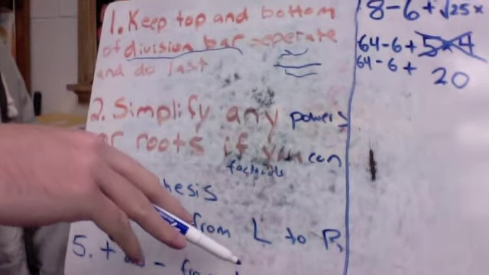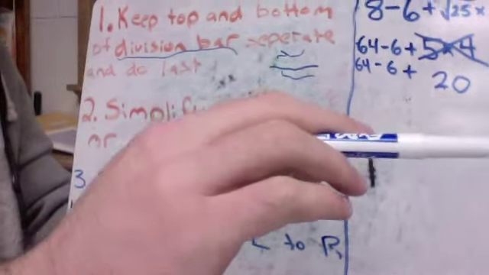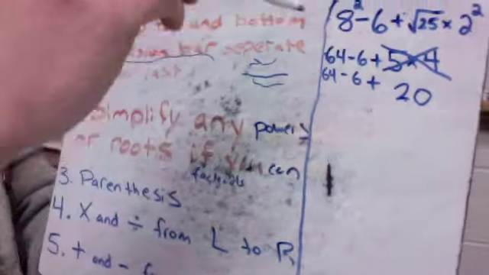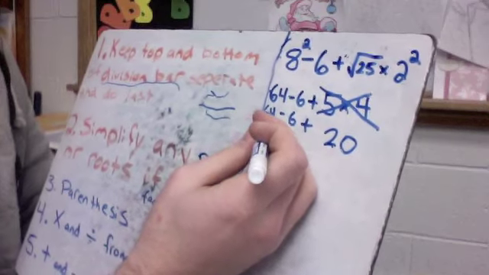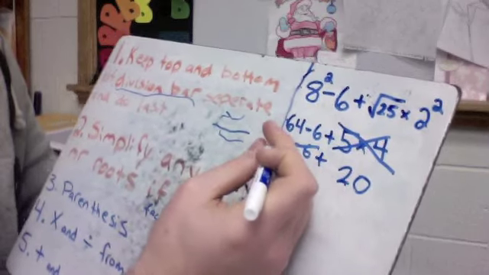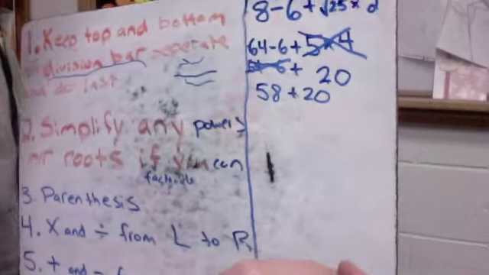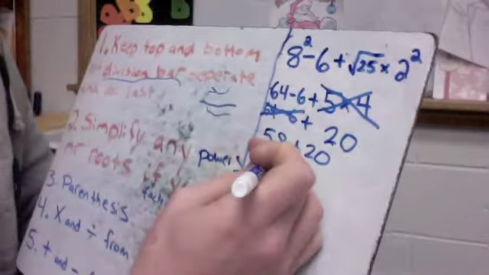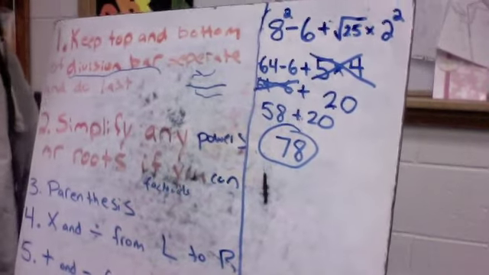Plus and minus from left to right. Okay. If all we have left is pluses and minuses, we're just going left to right, like you'd read a book. 64 minus 6. 64 minus 6 is going to be 58. Okay. I use the 64 minus 6. I'll get rid of it. Bring down the plus. Bring down the 20. Now we just have one thing left to do. 58 plus 20. That's going to be 78. So you're going to have an answer of 78.